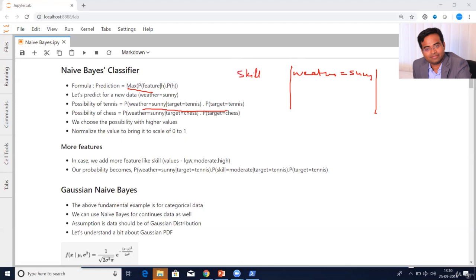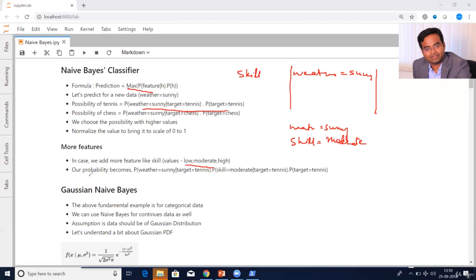and we have three categorical values, low, medium, high, and you want to take that into consideration, you simply add this as a conditional probability. This is what it is. So probability of skill, if the data set has weather sunny, and skill moderate, right? What is the probability of him playing tennis versus him playing chess, right?